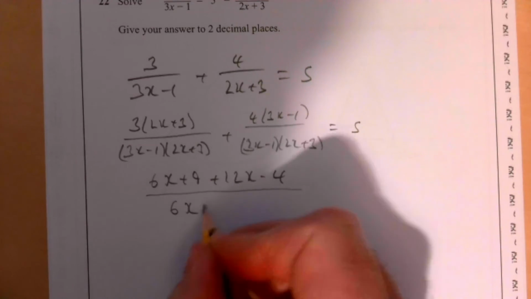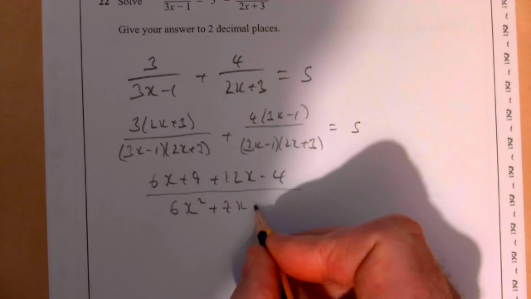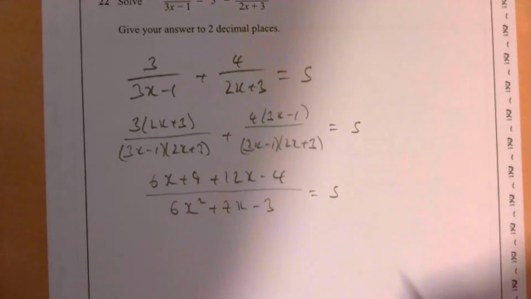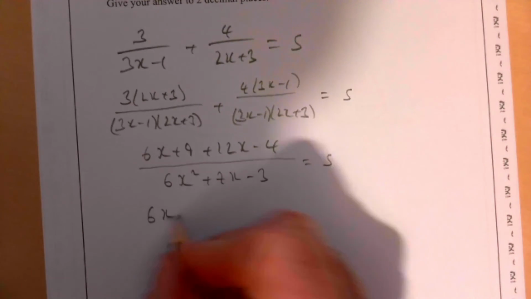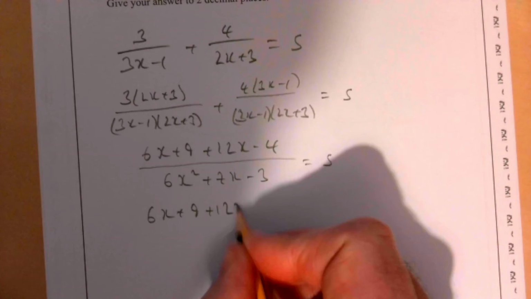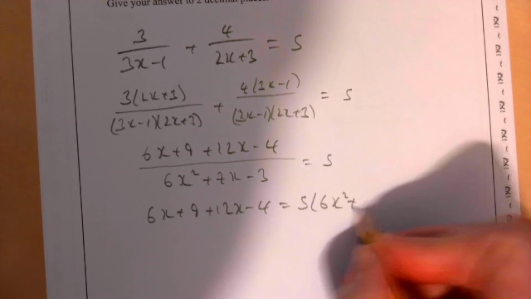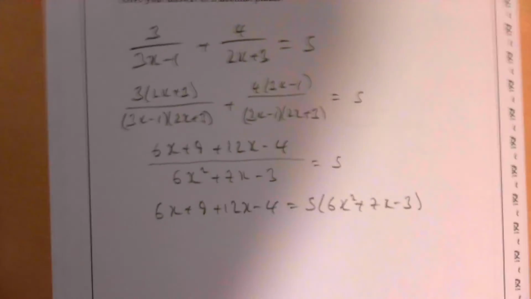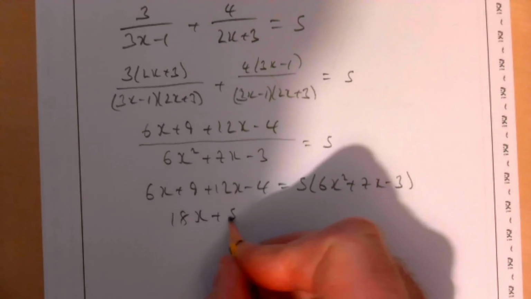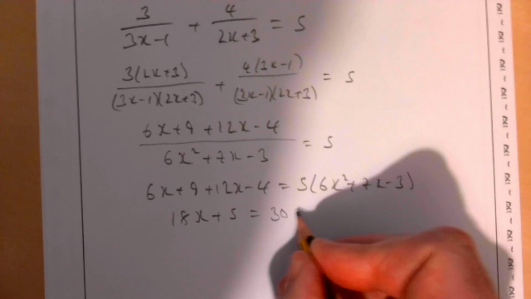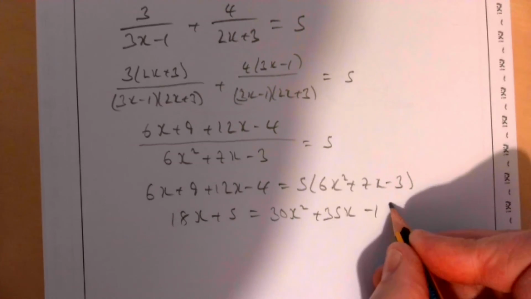I'm going to have 6x squared plus 9x minus 2x, so it's plus 7x minus 3, and that then equals 5. 6x plus 9 plus 12x minus 4 equals 5 upon 6x squared plus 7x minus 3. Tidying this up gives me 18x plus 5. Multiplying this out gives me 30x squared plus 35x minus 15.